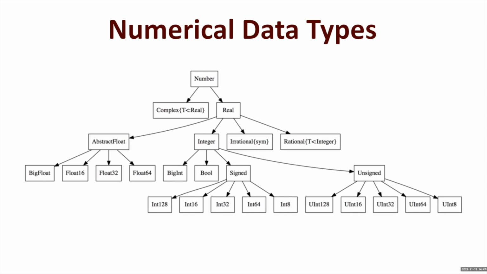So the real number could be abstract float, which could be inherited by BigFloat, Float16, 32, 64, etc. And for integer, you have signed integer, BigInt. Signed integer could be Int32, 64, 16, and 128. So the numbers here, like 16, 32, 64, represent the number of bits used to represent this particular type. If it's Float16, that means it's using 2 bytes, which is 16 bits.